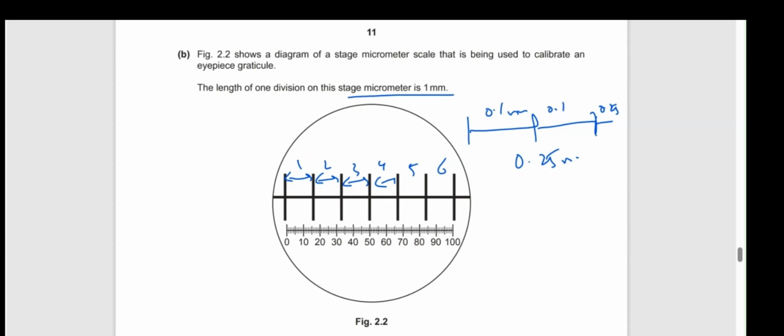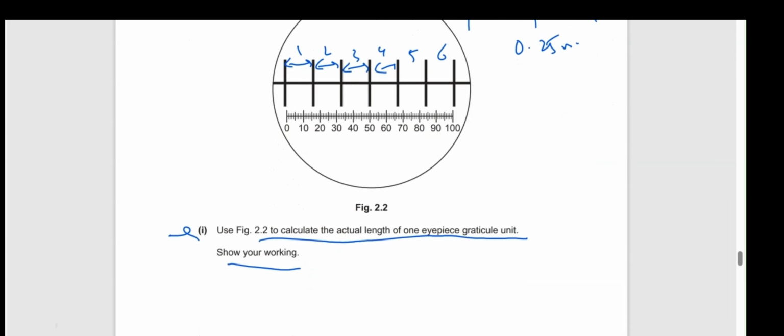and show the working. We can show this working in different ways. Like I can see here, 100 eyepiece graticule units is equal to 6 mm. So how much is one eyepiece graticule unit equal to? We can say it will be 6 over 100, which is 0.06 mm. We can convert it into micrometers by multiplying by 1000, which will be 60 micrometers.